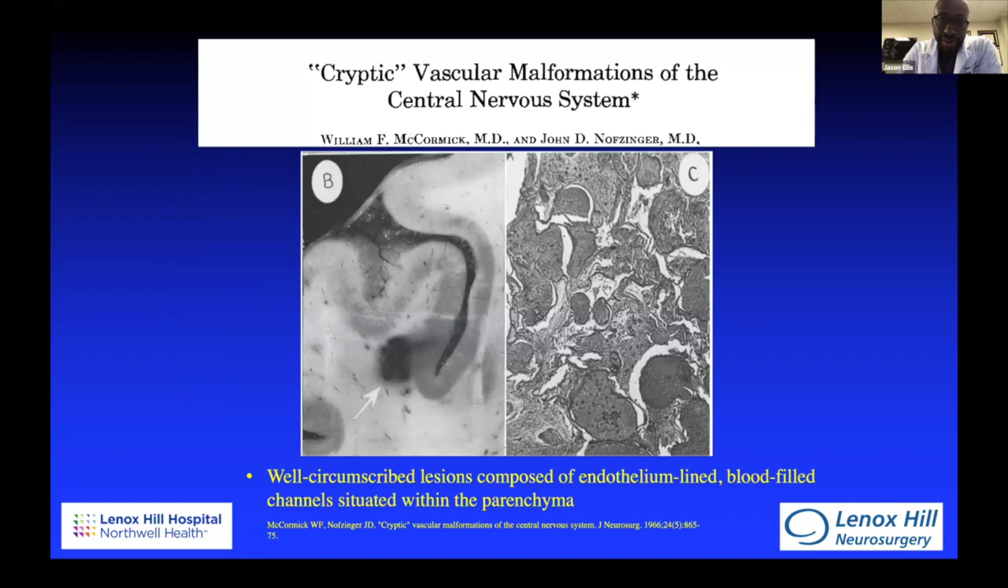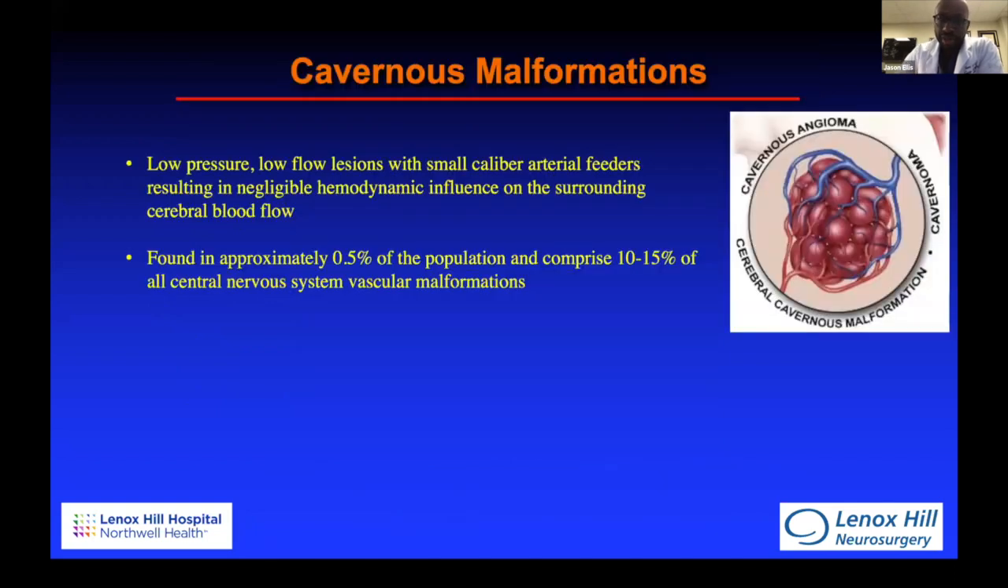And the reason they're characterized as cryptic is because you can't see them on an angiogram. In fact, back then in the 60s, when McCormick described these, you really didn't know what you were dealing with until you did gross pathology, either a surgical specimen or a post-mortem. They didn't have CAT scans or MRIs to diagnose these things. But now we can see these things up front. We can know what we're dealing with.